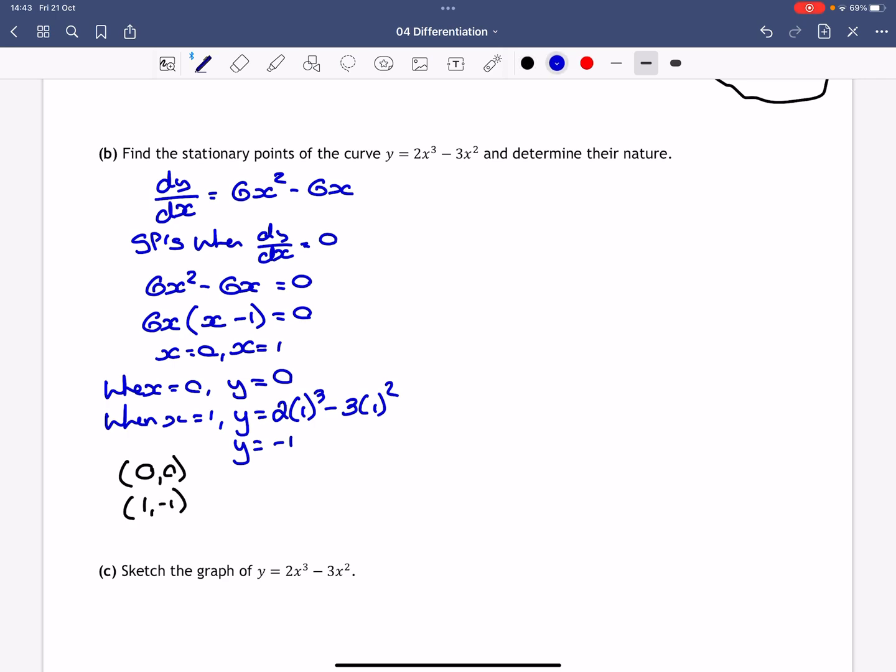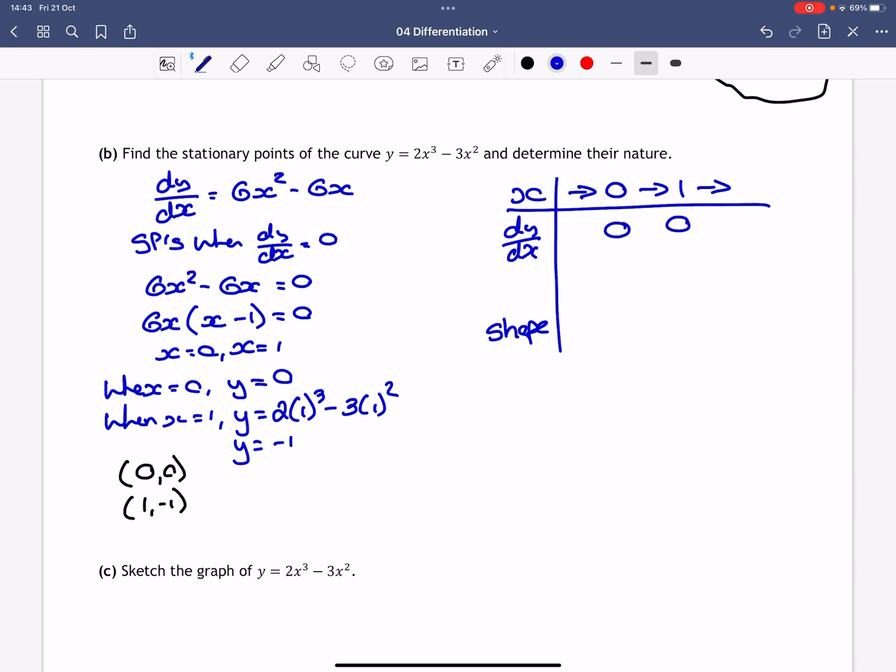Let's go get our nature table. So we are going to be approaching that value of 0, approaching 1, and leaving 1. Put in the dy by dx and the shape. Put in your zeros. Pick values before, between, and after. So before 0 we get minus 1. Between 0 and 1 we have a half. After 1 we have 2.